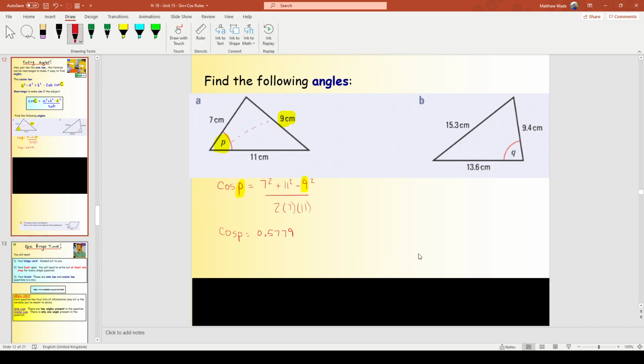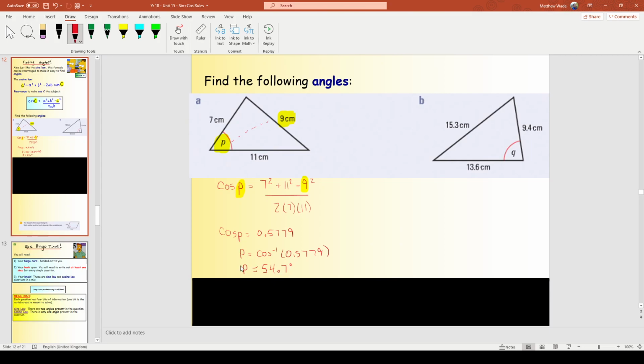Well, yeah, the P has been cosed. We need to uncos it. So we have to do cos minus 1, which means P is cos minus 1 of 0.5779, because we cos minus 1 both sides. And then here we go. Shift cos ans, close bracket, equals 54.7.